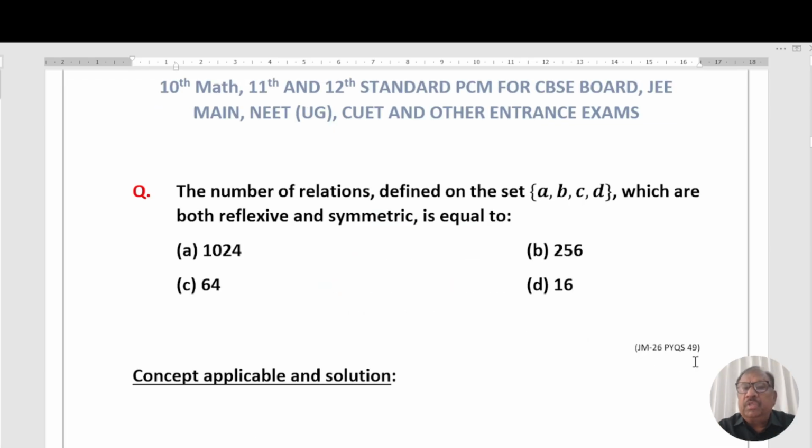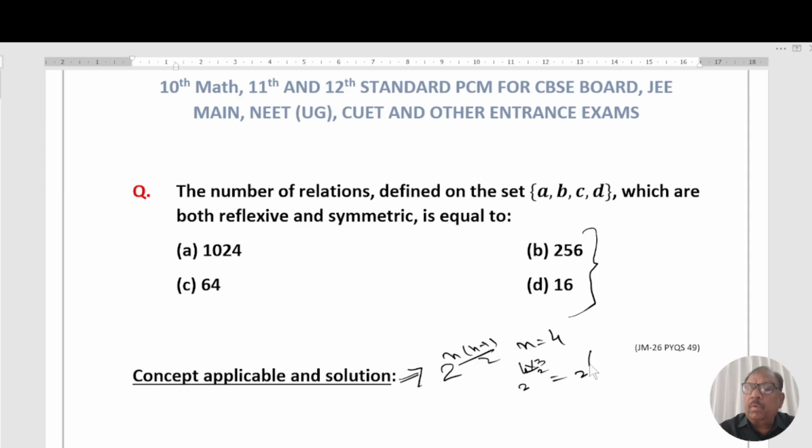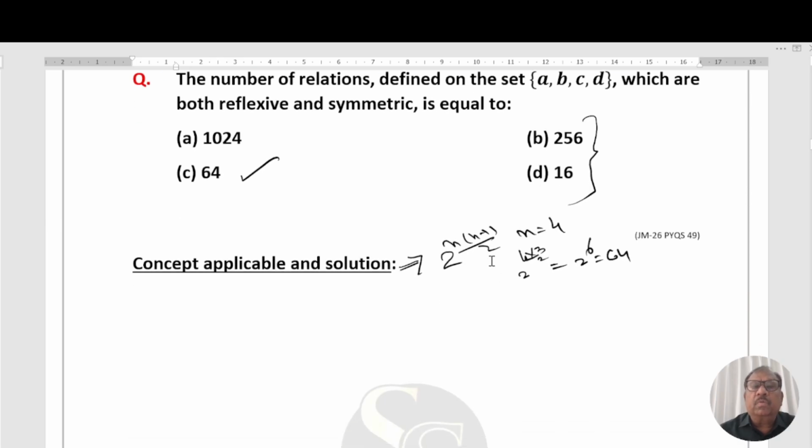Now let's start with the question and concept. The question is: the number of relations defined on the set {a, b, c, d} which are both reflexive and symmetric is equal to? Its answer is oral, can be given in 5 seconds. 2 to the power n(n-1)/2, here n is 4. 2 to the power 4 into 3 divided by 2, 2 to the power 6, that is 64. This is the answer. But I will explain in detail also.